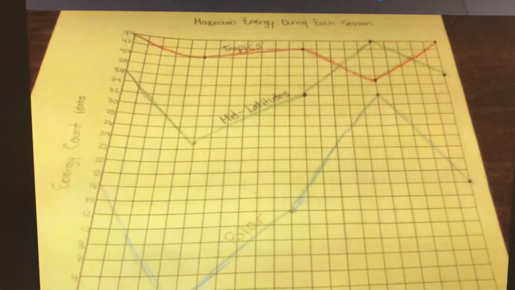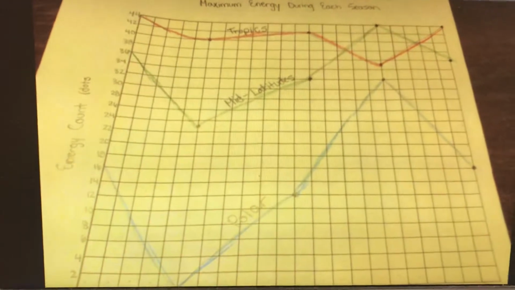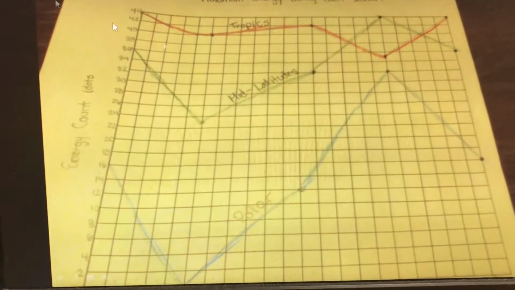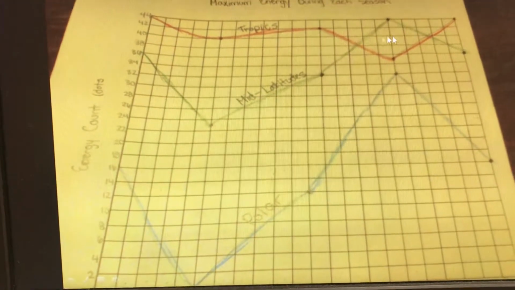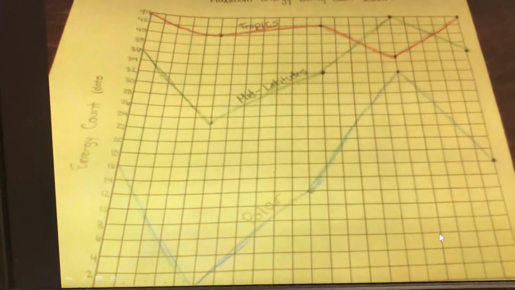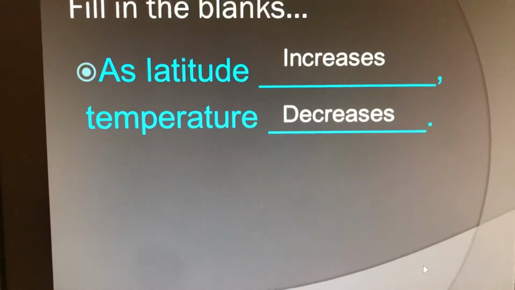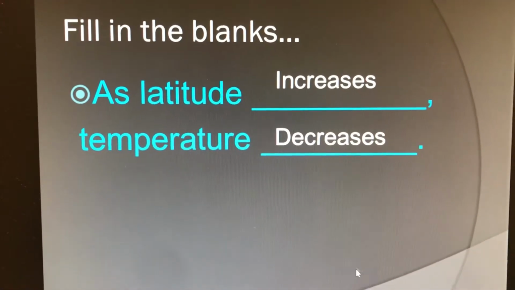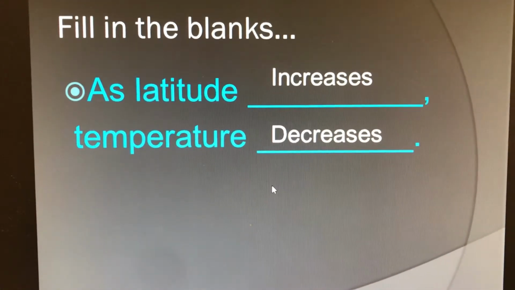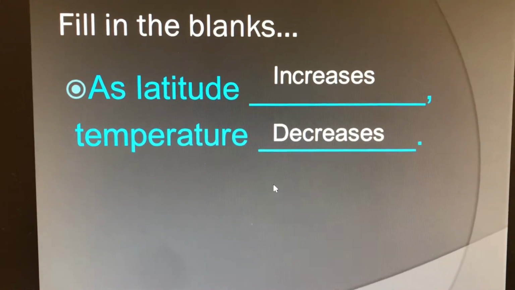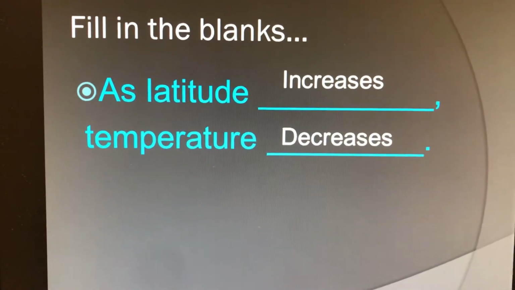So the first question is, what pattern do you notice in the data? And I hope you notice that, man, lots of high temperatures in the tropics and then kind of dropping off, or maybe you might actually see something like this. So as latitude increases, temperature decreases. Pause the video and write that down for number 1.